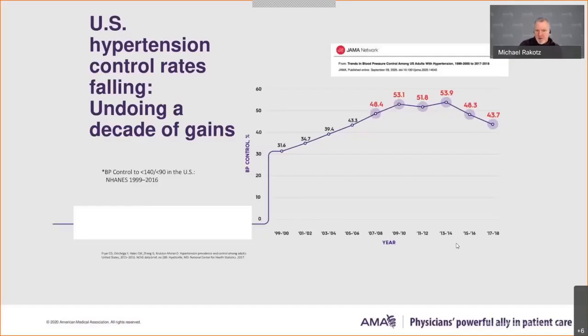Just very briefly, this illustrates one of the reasons that we've got such an urgent need to prioritize blood pressure control in the United States. If you go back to 1999 to 2009, we had a substantial rise in blood pressure control, going from about 32% to about 53%. Since that time, we plateaued for about 5 years. And really since 2014, we've been going in the wrong direction, now back to 2005, 2006 levels of blood pressure control, close to about 44%. So 44% of US adults with hypertension are currently at goal.